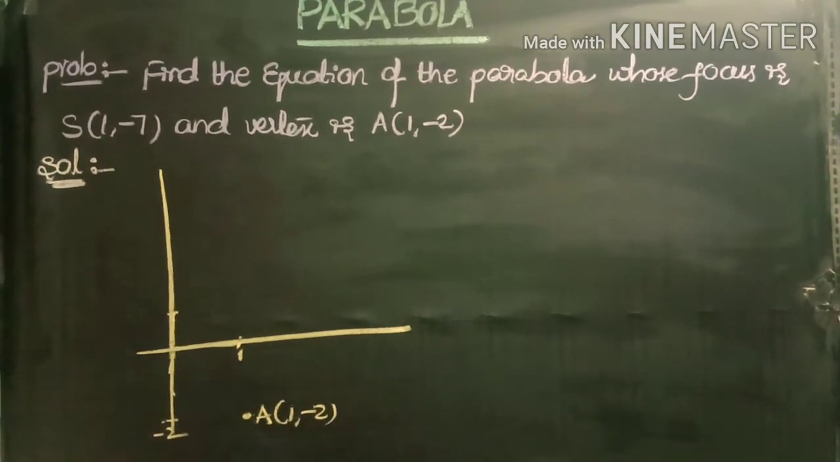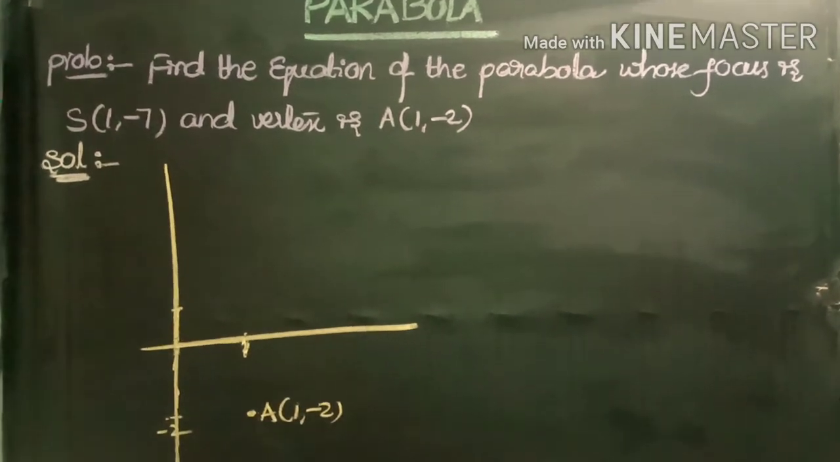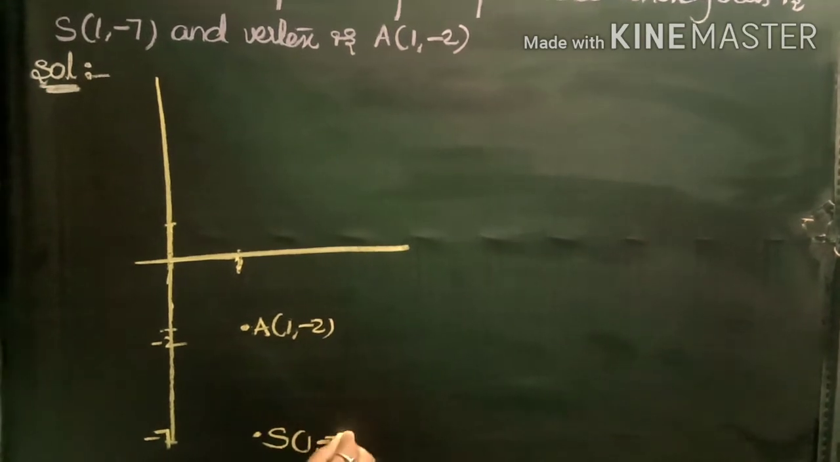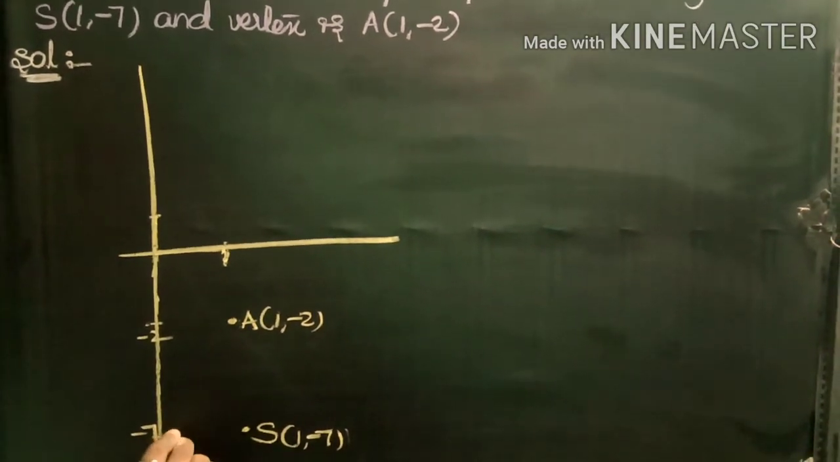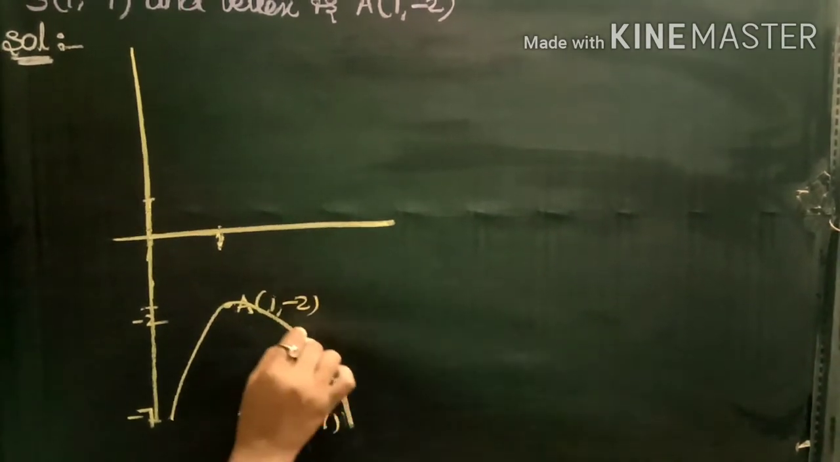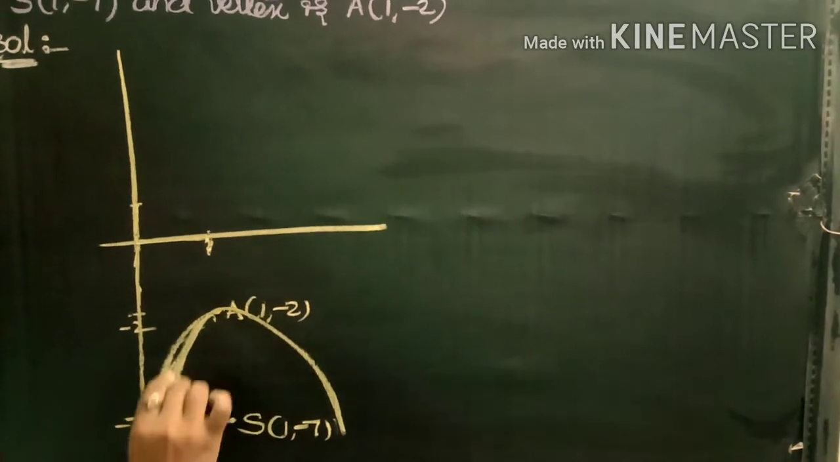And the focus is given as (1, -7). Along the x-axis 1 and along the y-axis -7. This is the point S (1, -7). Now what is the shape of the parabola? The focus always lies inside of the parabola. That is, this is the shape of the parabola. So here this is in the shape of reverse U.